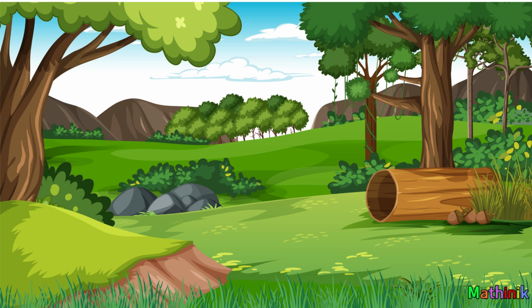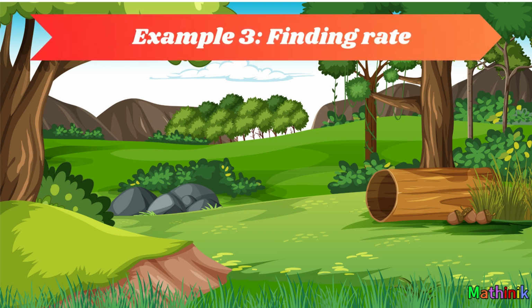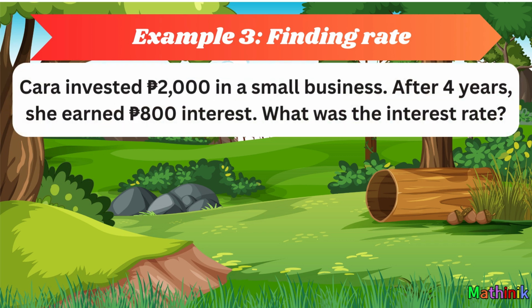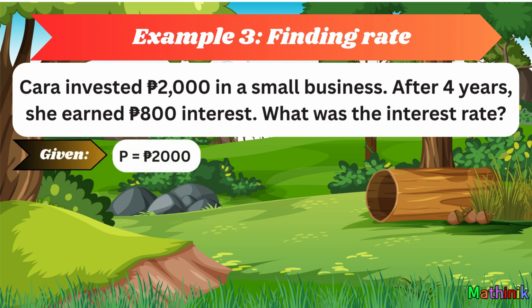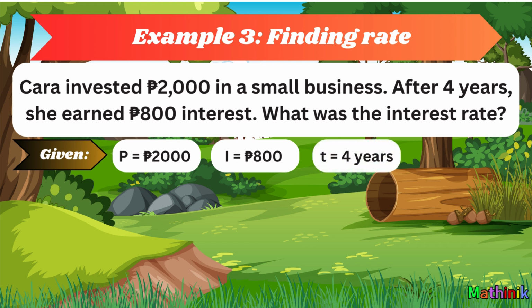Example 3. Finding rate. Kara invested 2,000 pesos in a small business. After 4 years, she earned 800 pesos as interest. What was the interest rate? Let us identify the given values. The principal is 2,000 pesos. The interest is 800 pesos. The time is 4 years. We are asked to find the rate.